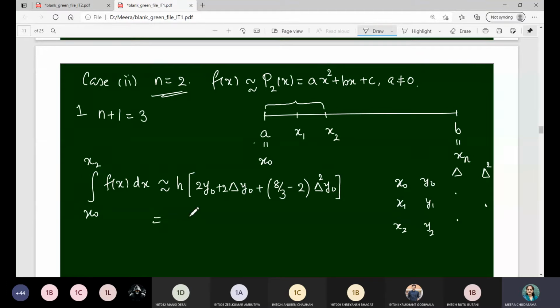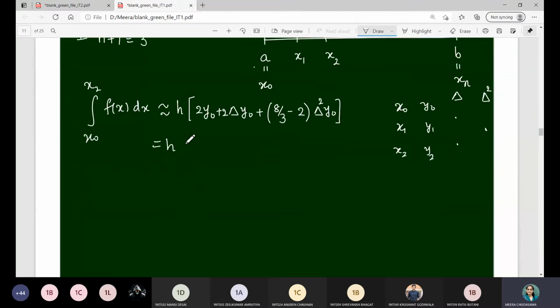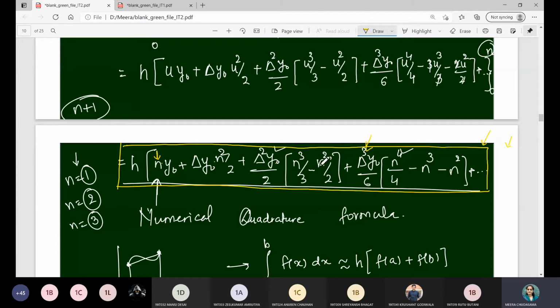So in this case, let us simplify this quantity. So it is h, 2y0 plus 2 delta y0, which is y1 minus y0. So simplification is this one, plus 8 by 3 minus 2. So it is 8 minus 6 by 3. So it is 2 by 3. I forgot to write here delta. Delta square y0 by 2.